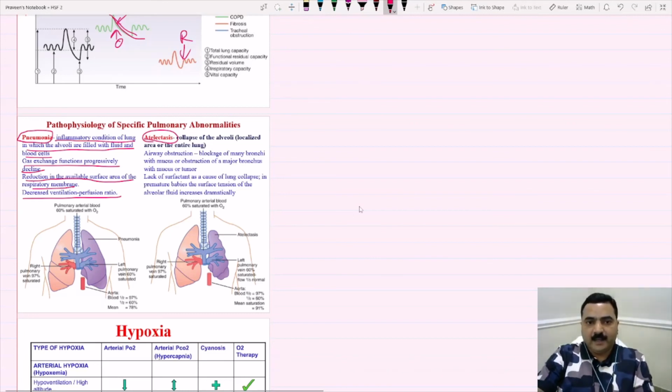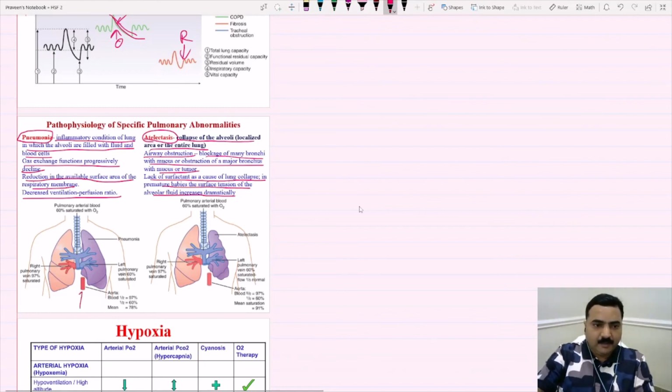In atelectasis, there is collapse of the alveoli, localized or of the entire lung. You will see airway obstruction, blockage of many bronchi with mucus, or obstruction in the major bronchus with mucus or tumor. And lack of surfactant is causing the lung collapse in premature babies, and the surface tension of the alveolar fluid increases dramatically. Now let us see over here.